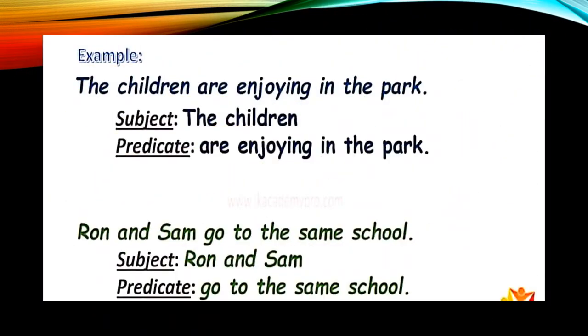Children, here are some examples of subject and predicate. The first sentence is the children are enjoying in the park. Here we see the subject is the children and the predicate is are enjoying in the park. Next example, Ron and Sam go to the same school. Here again the subject is Ron and Sam and the predicate is go to the same school. So students, these are subject and predicate.